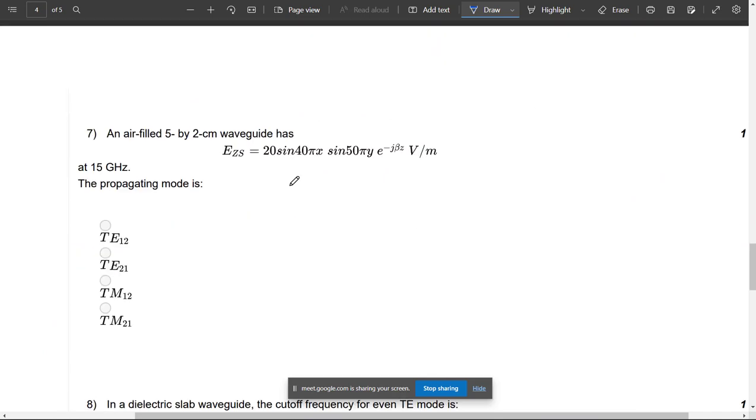An air filled 5 by 2 centimeter waveguide. Notice that the waveguide is filled with air. It has Ez s equals 20 sine 40 pi x sine 50 pi y e to the power minus j beta z volts per meter at 15 gigahertz. This is the operating frequency. A and b are given to us, and the propagating mode is asked. Can someone tell me the propagating mode?